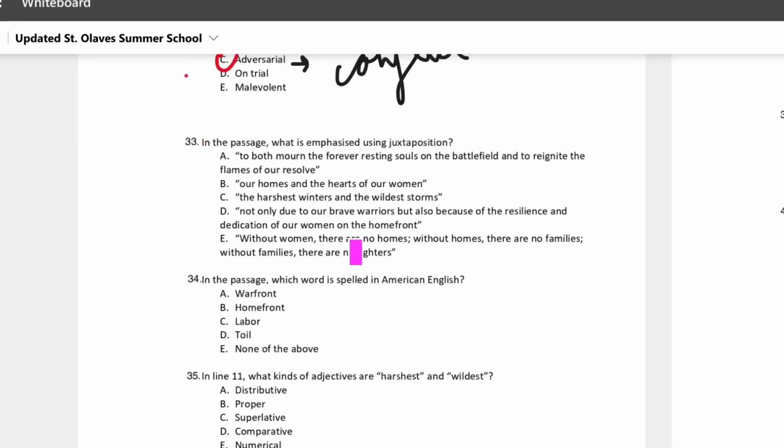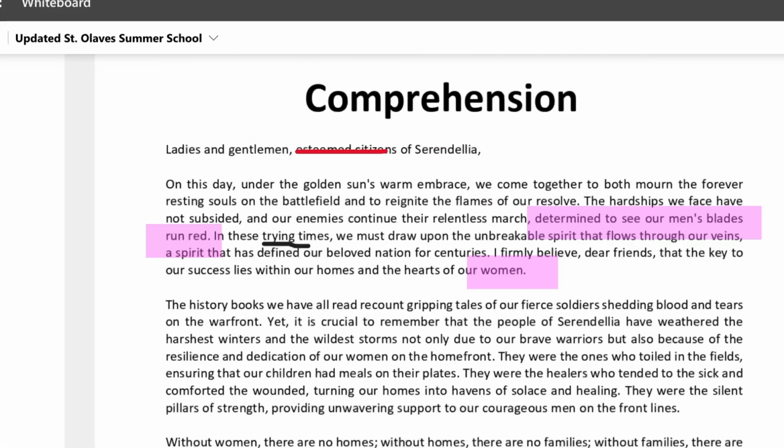So in 33, what is emphasized using juxtaposition? Juxtaposition means placing things strategically next to each other to highlight different parts of the text. So we see here that when we introduce the passage, it says, when we, under the sun's warm embrace, we come together to mourn the forever resting souls on the battlefield and reignite the flames of our resolve. So how is this being used in juxtaposition?